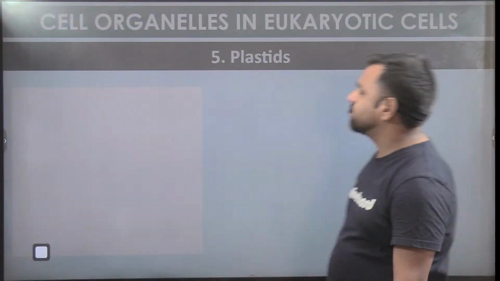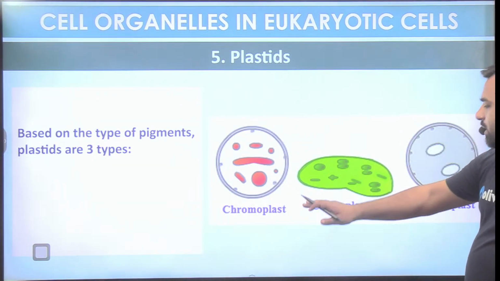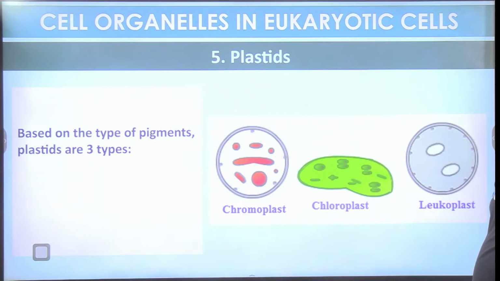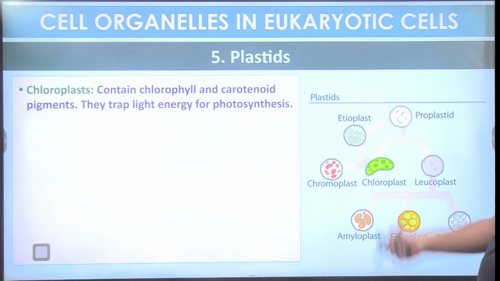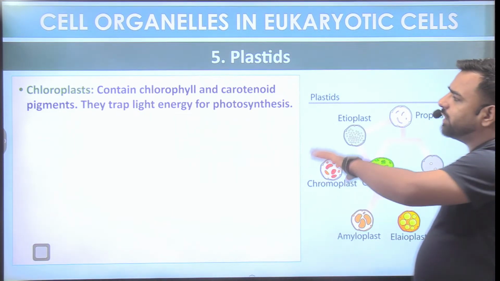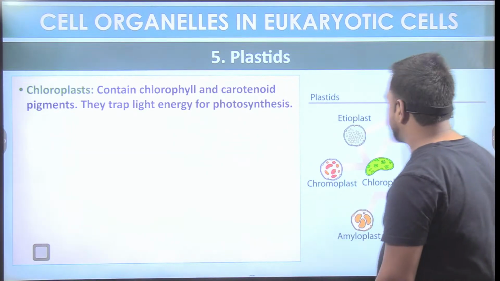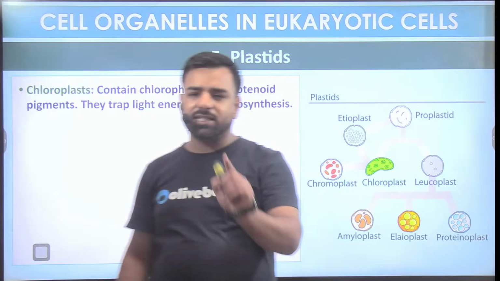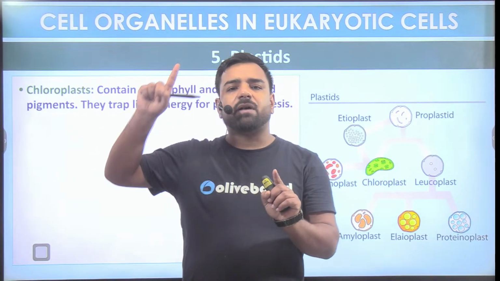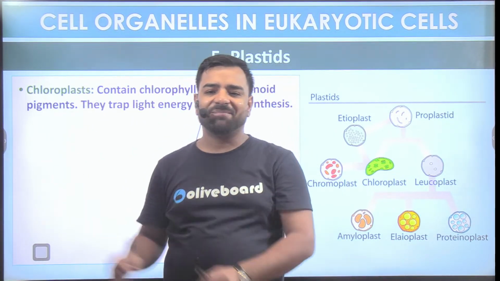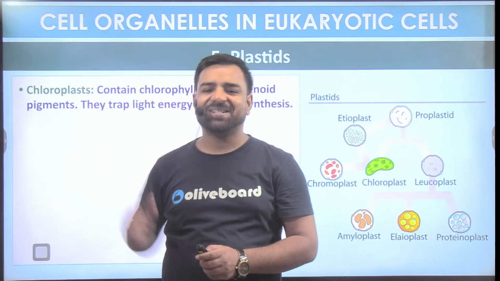So one by one, let's go with it. Chloroplast, chromoplast, and leucoplast are the three types. First of all, chloroplast. They contain chlorophyll and carotenoid pigments. They trap light energy for photosynthesis, and for the same reason, it is also known as the kitchen of the cell. Please remember this. Powerhouse of the cell is mitochondria, but the kitchen of the cell is chloroplast.